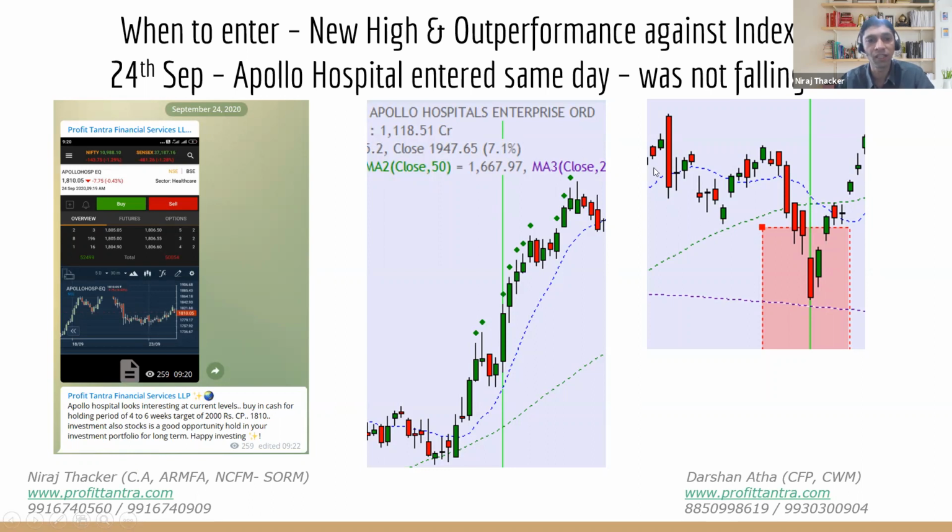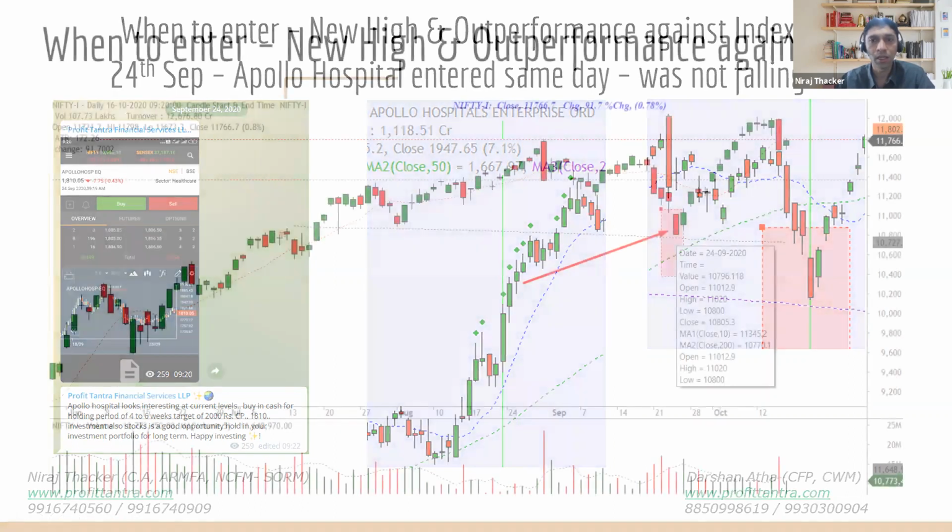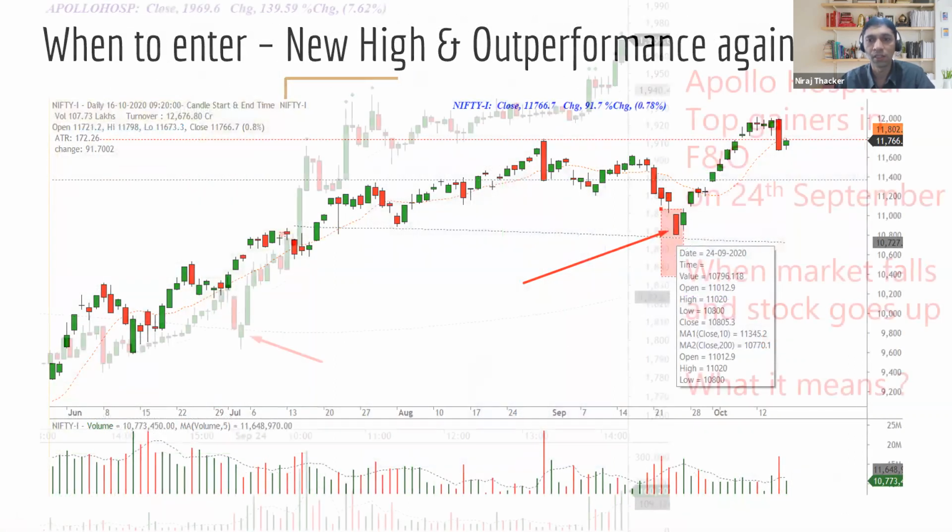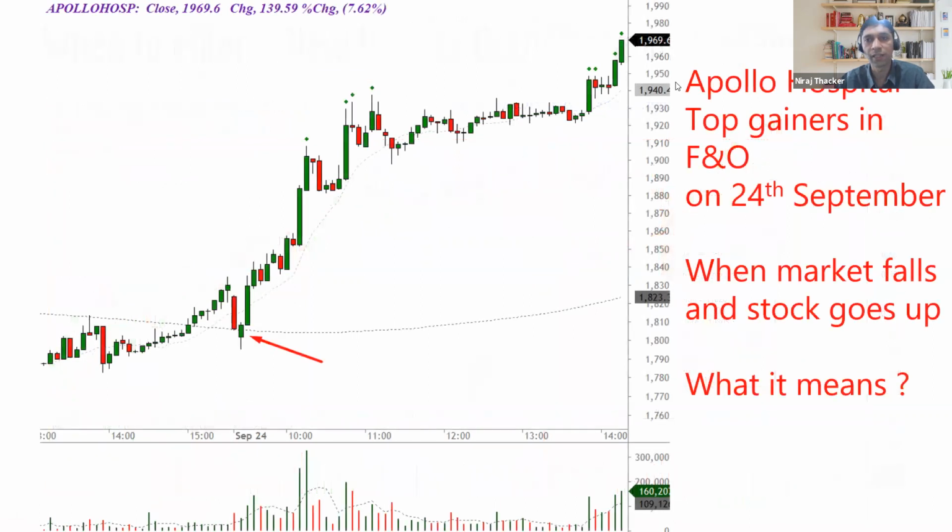And it continued the rally. So we bought in cash also, and we bought in options also. Correct? You can see, after that, the huge rally came in Apollo Hospital. It was a top gainer on 24th of September when the market was going against it. And I was able to recommend it in the morning only at 920. I was able to see that just because of relative outperformance. And we bought in cash also, and we are still holding Apollo Hospital in our cash portfolio.